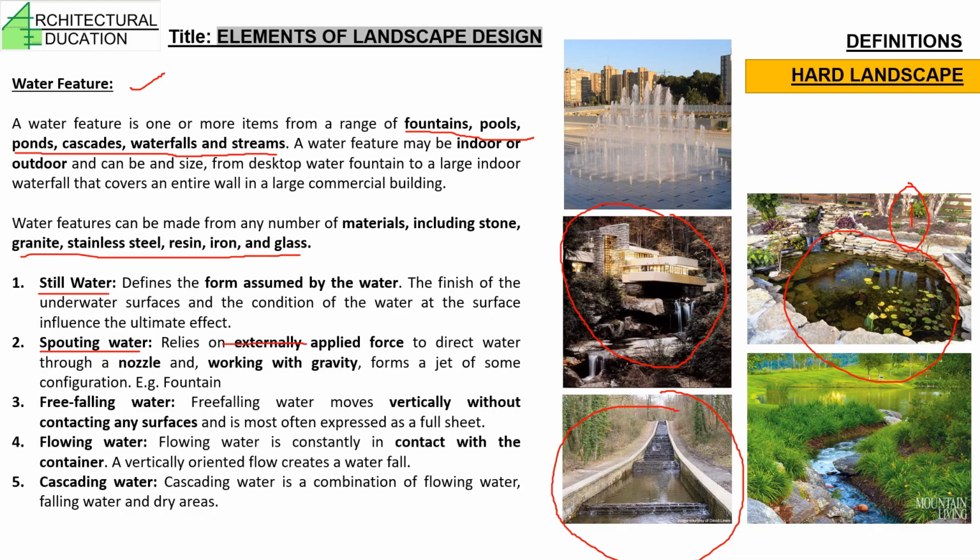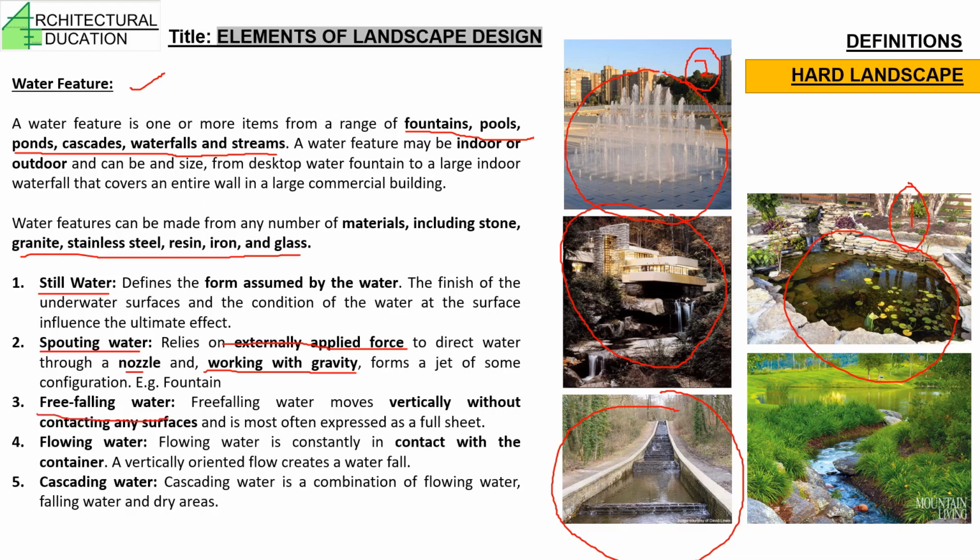Next one is the spouting fountain. Externally applied force, working with gravity or a nozzle. Spouting, this is one of them. In today's context, there is a concept of the interactive fountain. Interactive fountain means when somebody steps over here, the fountain stops working, and when he moves away from it, the fountain starts working. So it is a very great play for kids. That has been incorporated in Central Park and Manhattan Park, where family time can be spent.